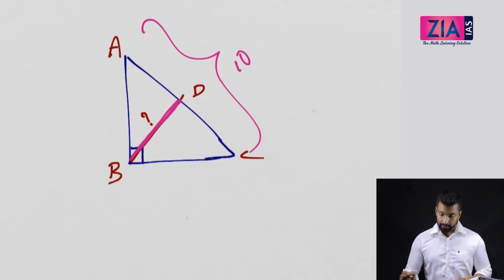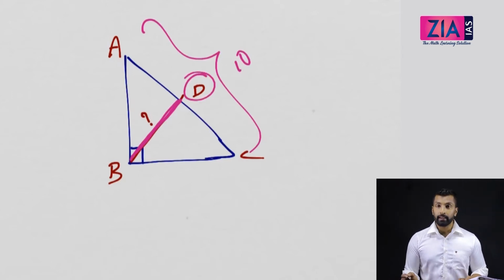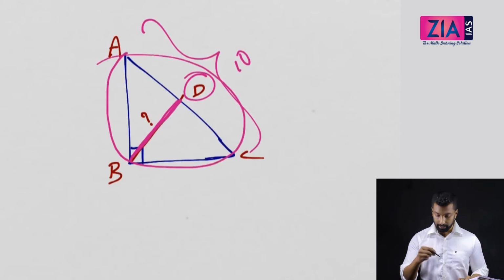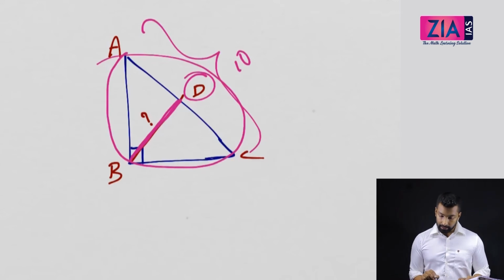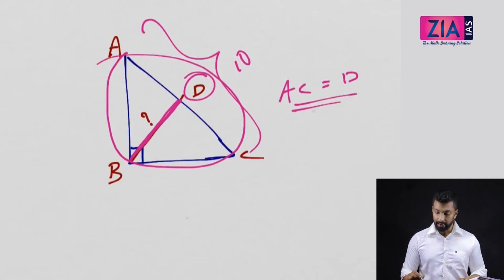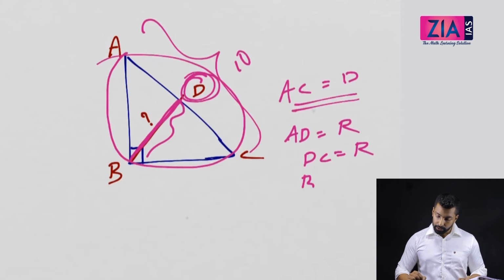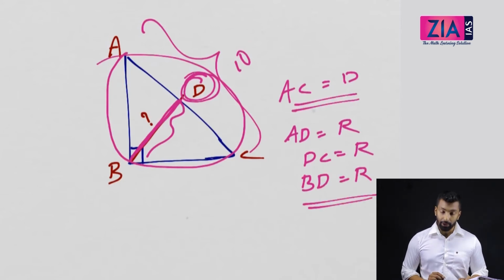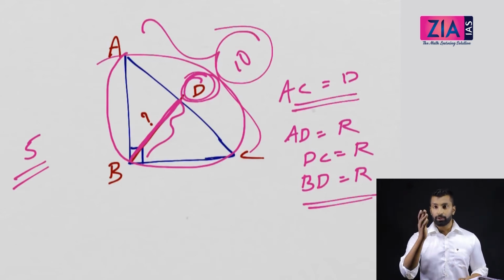See here, D is the midpoint, right? So you need to remember this property that I have discussed. If you draw a circumcircle touching the 3 points, AC is actually the diameter, right? So AC is the diameter and D is the midpoint, meaning AD is the radius. Similarly, DC is also the radius. So BD is also the radius only. What is the length of BD? BD is 5. If AC is 10, BD is actually 5. So the radius will be half of the hypotenuse. That is the property.